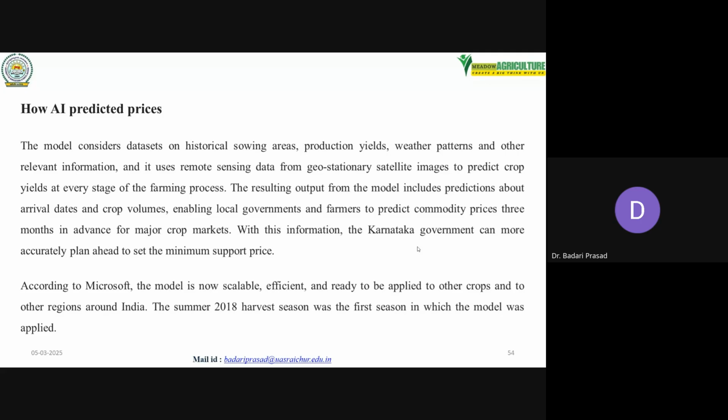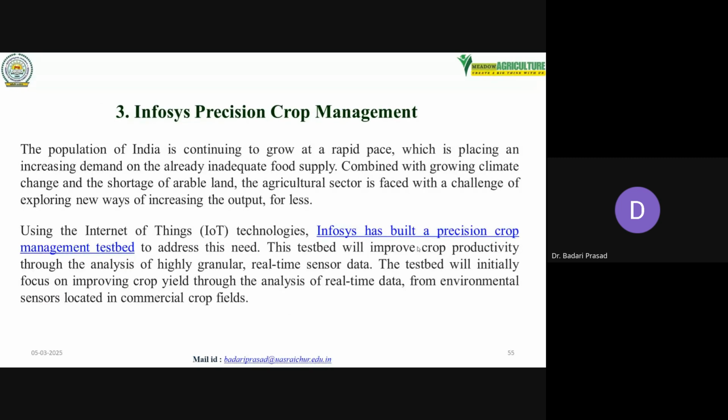With this information, the Karnataka government can more accurately plan ahead to set the minimum support price. According to Microsoft, the model is now scalable, efficient, and ready to be applied to other crops and to other regions around India. The summer 2018 harvest season was the first season in which the model was applied. So now the studies are being completed, and the expansion or scalability of this particular project is going on across the states. So once it is approved, probably shortly all of us can expect this app and predict the market price in and around the globe.